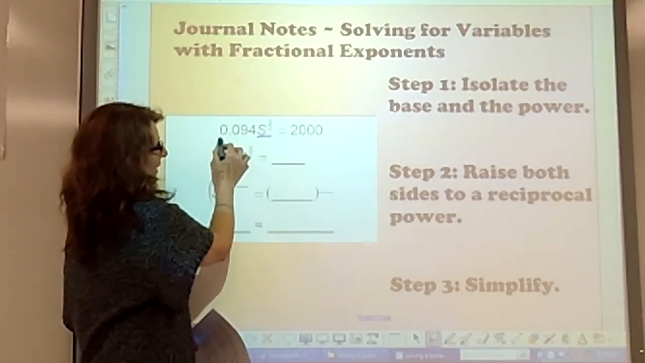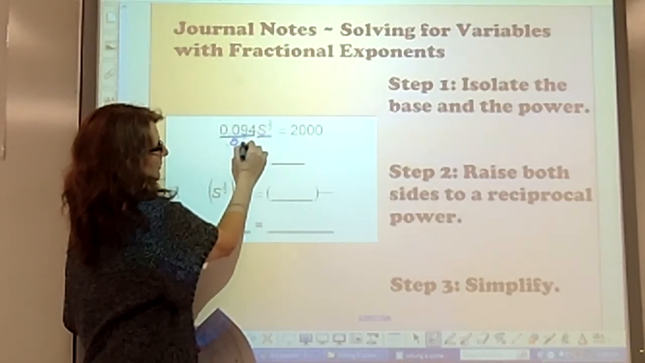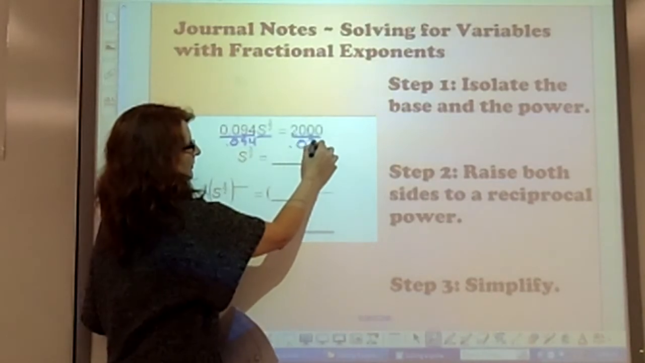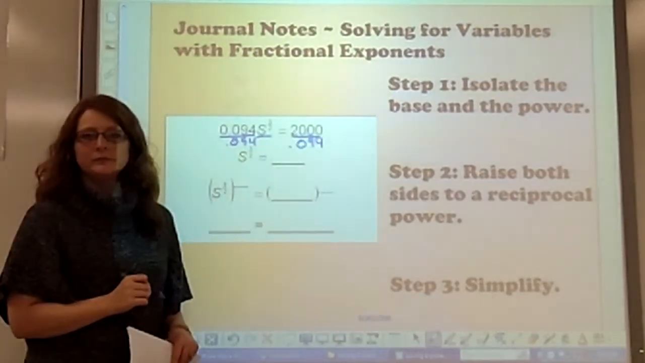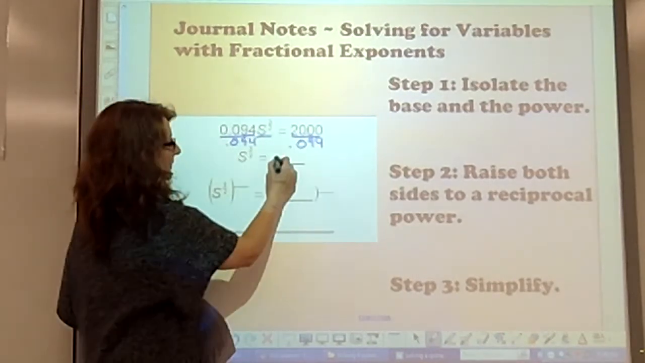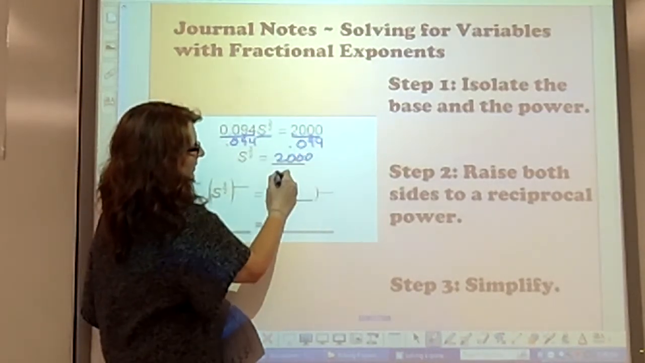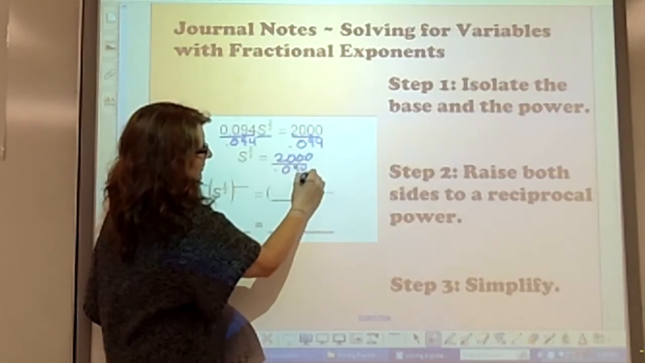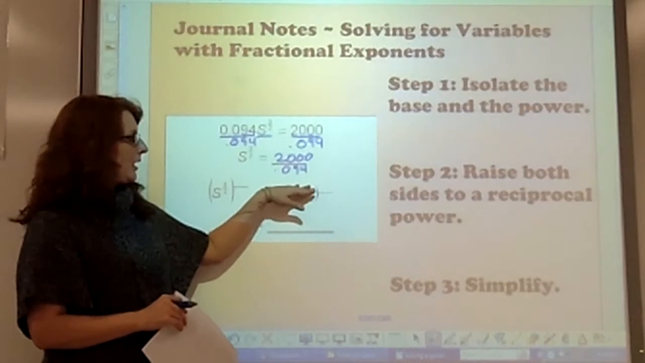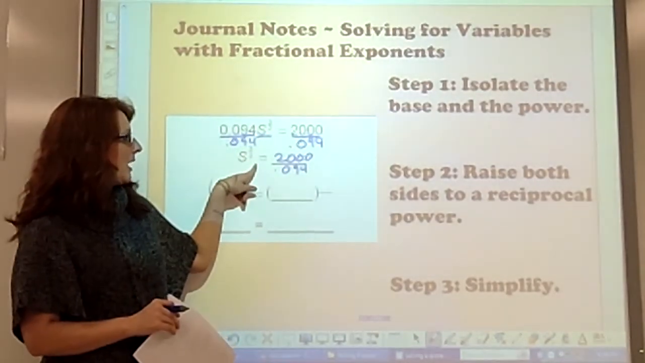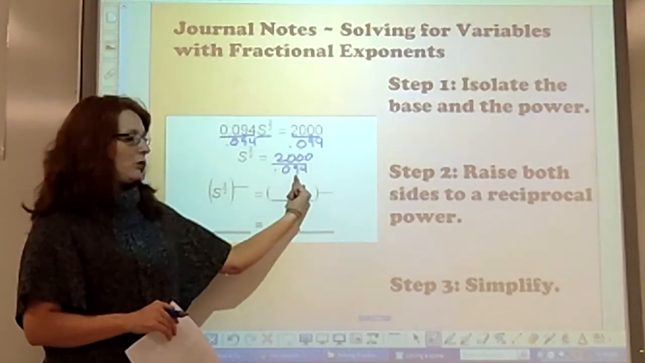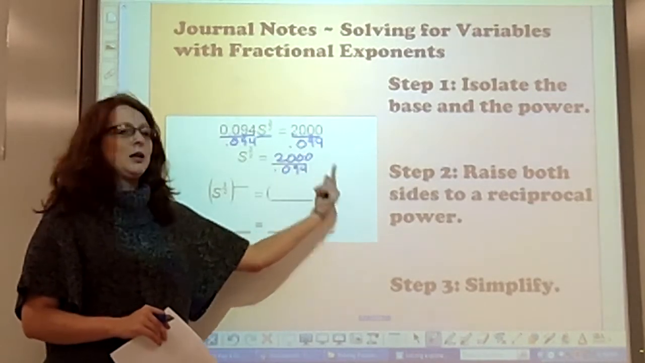So I need to divide both sides by 0.094. And now I have s to the 3/2 power by itself. Now just for the sake of ease on the calculator, I'm just going to keep this. I'm not going to write it out yet. So I've got s to the 3/2 equals 2,000 divided by 0.094. You can go ahead and divide that out. You get a pretty big number.